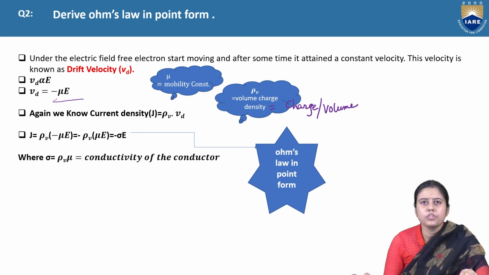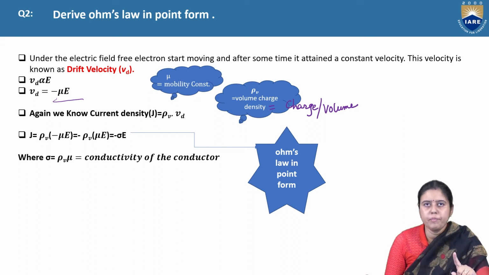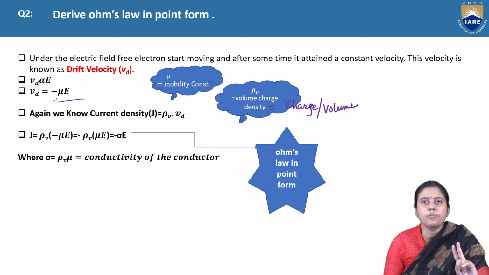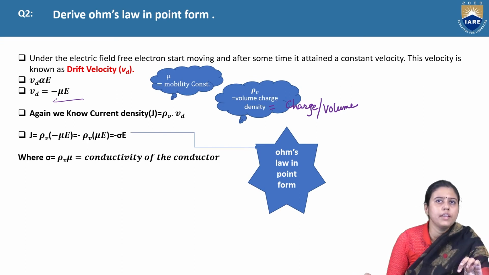This is question number 2. First, what is drift velocity? Drift velocity means that while we are giving the field, the electron starts moving and attains a constant velocity. Second point, drift velocity is directly proportional to the intensity. Third important point, the drift velocity Vd equals minus mu E.